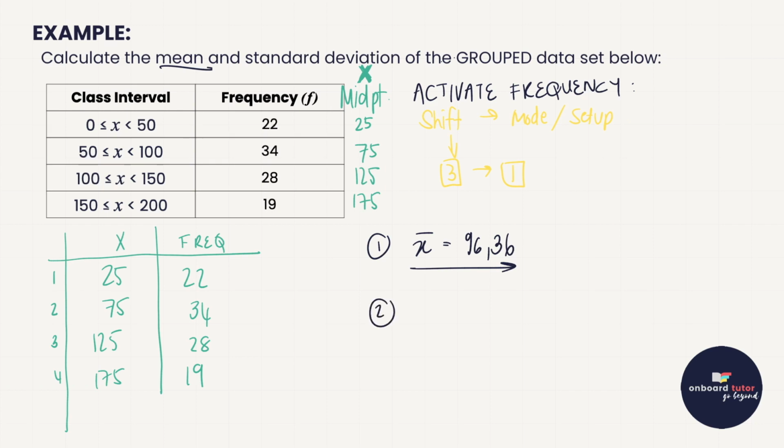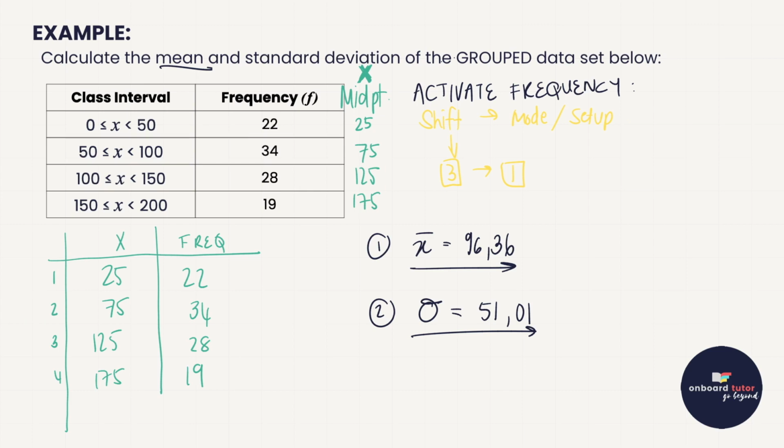And then secondly, they want the standard deviation. So again, AC, just to clear that last calculation, shift 1 for the statistics menu, 4 for variance, and then 3 brings us that sigma option. And there we have it, 51,01 is our standard deviation. Now that looks like quite a big standard deviation, which means this data is very spread out around the mean. Okay, so there we have it.